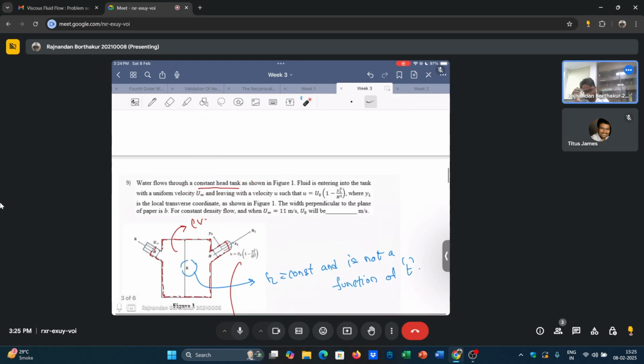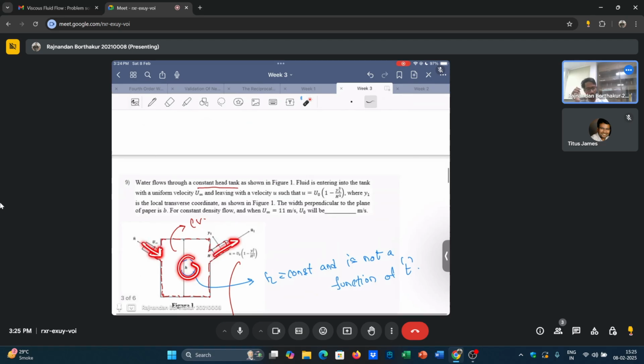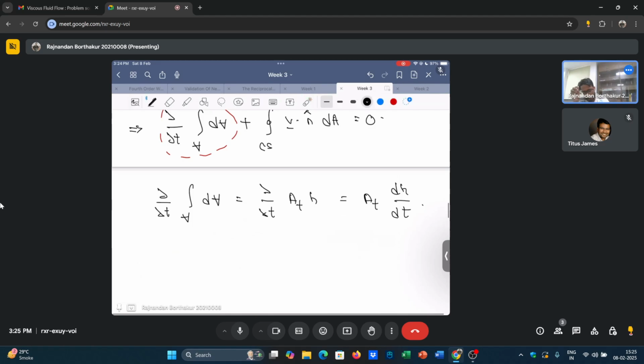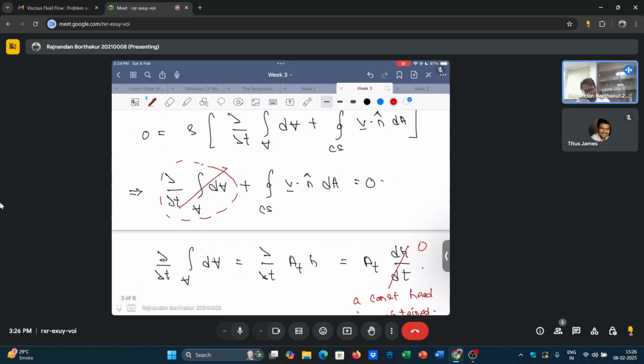And this is obvious, right? Because you are maintaining this water level by a fluid that is coming in and a fluid that is going out. So you are tuning the outlets to maintain a constant head inside the tank, which means that this term is essentially 0, because a constant head is maintained. That's it. All we have remaining is that we just need to evaluate this term.